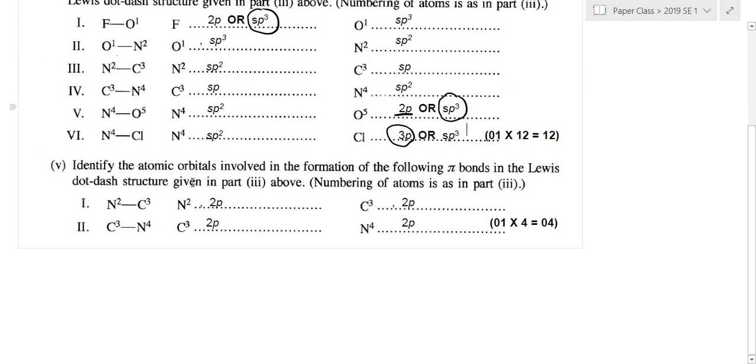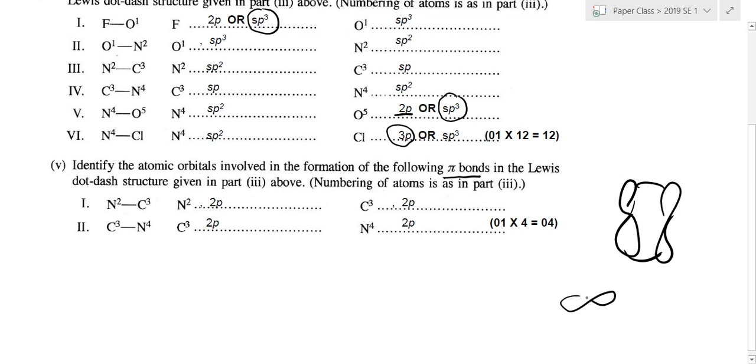Identify the atomic orbitals involved in the formation of the following pi bonds. Not about the sigma bonds, it's about the pi bonds. We know the pi bonds can be formed by the lateral overlapping of p orbitals. Pi bonds are lateral overlapping of p orbitals.